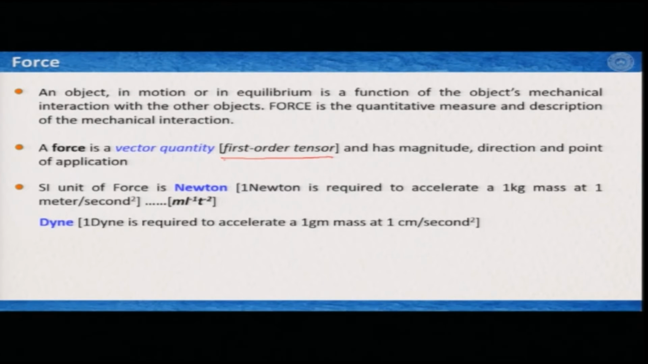The SI unit of force, you know, is Newton. 1 Newton is required to accelerate 1 kilogram mass at 1 meter per second square. And if we see its dimensions, then it is M L T to the power minus 2, that means mass, length and time. So, this is how M L T are considered. It would vary when we consider other materials.